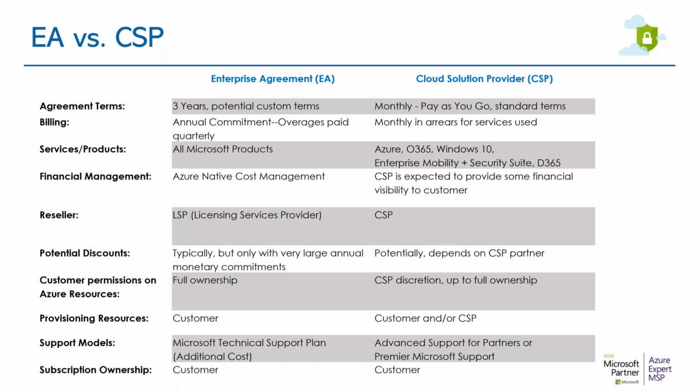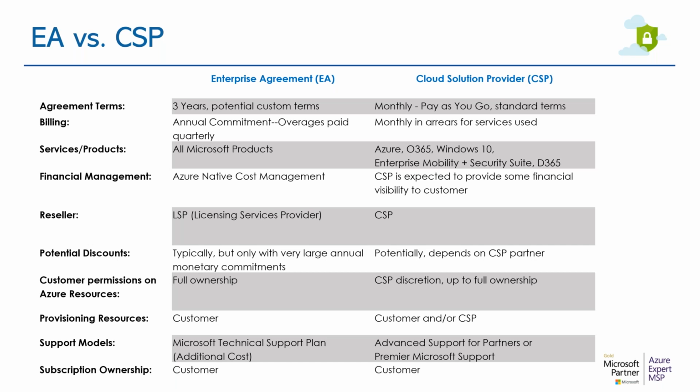And for the types of services and products available, in the EA it's all Microsoft products. In the Cloud Solution Provider program, it's going to be primarily Azure, and then a lot of the licensing capabilities around Office 365, Windows 10, Enterprise Mobility Security Suite, Dynamics 365, and some other licenses that are in between those. Those are all available through a CSP. And also server licenses, SQL licenses, and RDS CALs. You can get those through a CSP too.